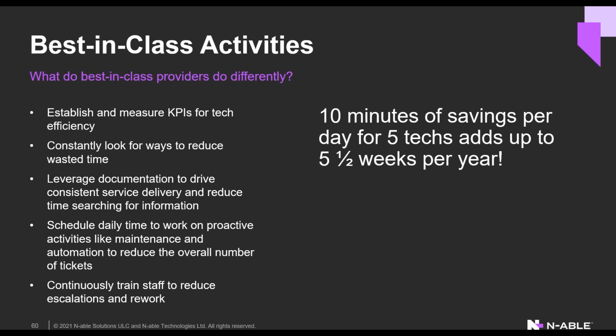What does best in class do differently? I think, yet again, another slide here that we're going to quickly rehash because we should know this. We are efficiently measuring against our KPIs. We are constantly looking for ways to reduce wasted time. We are continuously educating our staff to reduce escalations and reworks. We are scheduling time to work on automation.